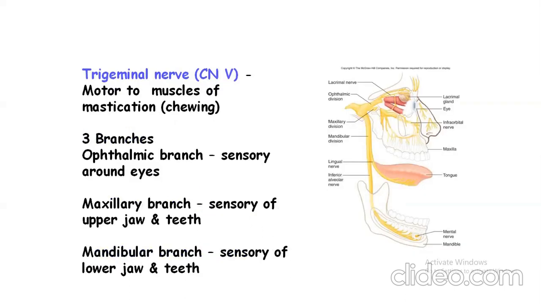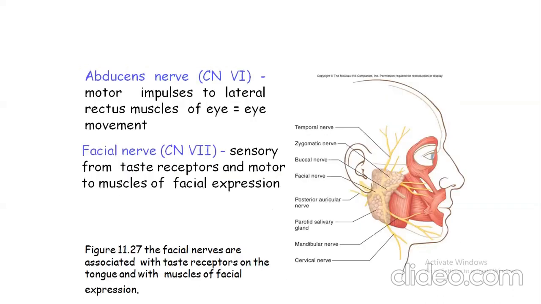Next one is cranial nerve fifth, which is the trigeminal nerve, motor to muscles of mastication, or chewing. There are three branches. First one is the ophthalmic branch, which is sensory around the eyes. Maxillary branch, sensory of the upper jaw and the teeth. Mandibular branch, which is sensory of the lower jaw and the teeth.